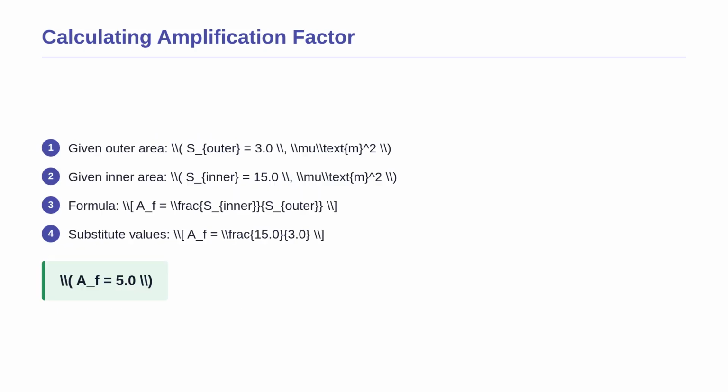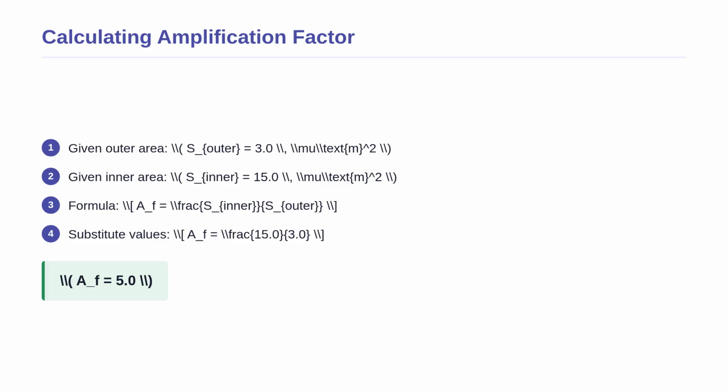Let us see this formula in action with a concrete example. Imagine a researcher is examining a human liver cell mitochondrion under an electron microscope. We are given that the smooth outer membrane has a surface area of 3.0 square micrometers, and the highly folded inner membrane has a total area of 15.0 square micrometers. We are asked to find the amplification factor.